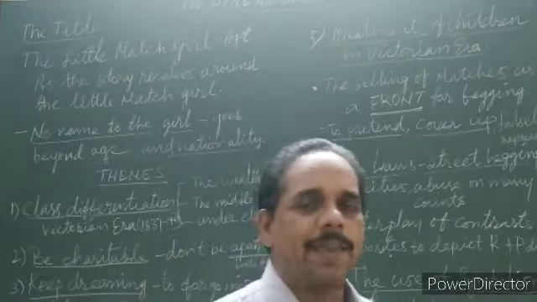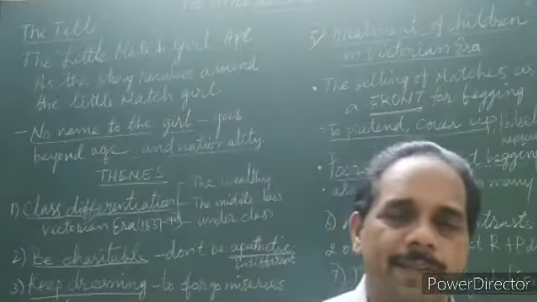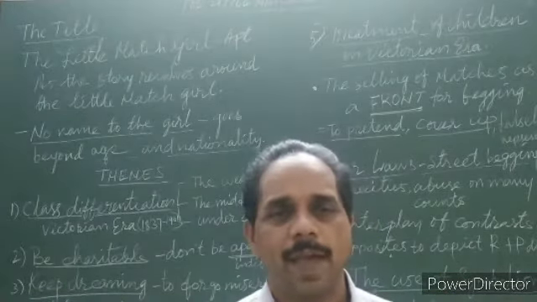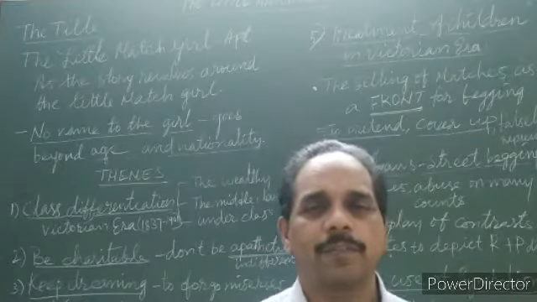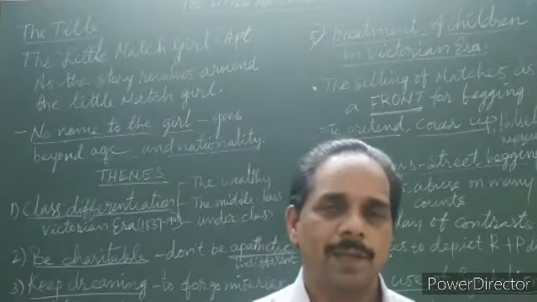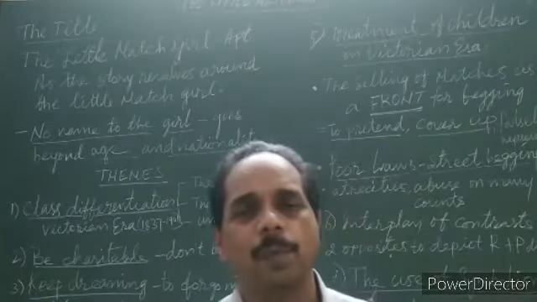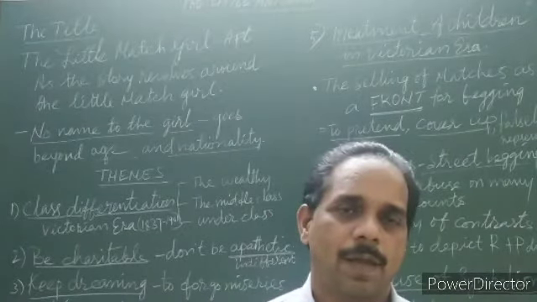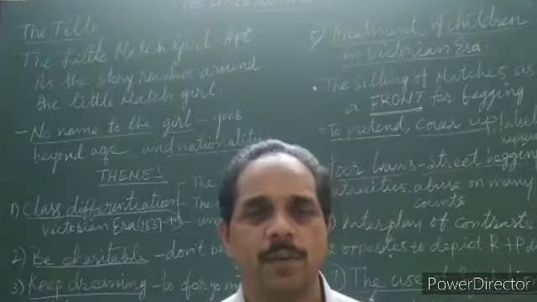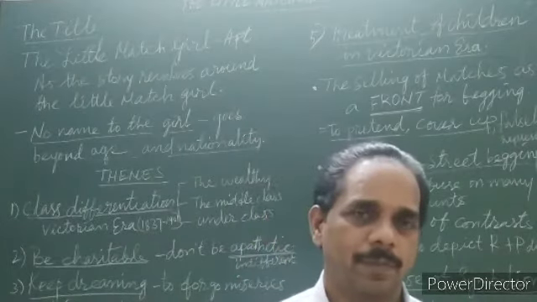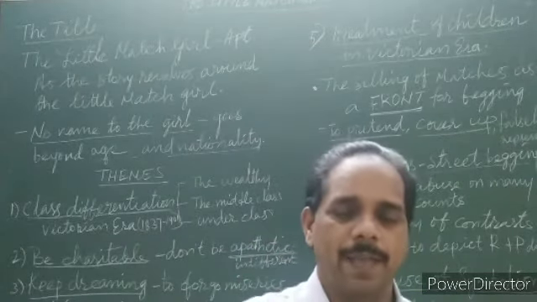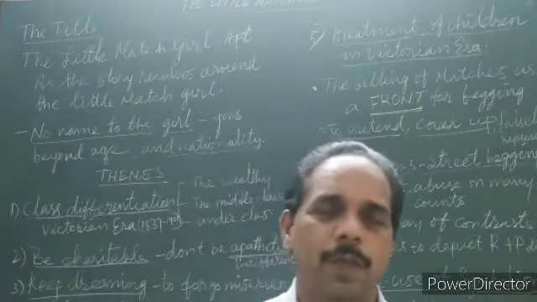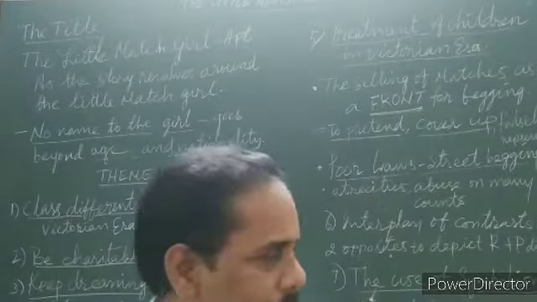Another theme is be charitable. Be good to others. Show kindness and empathy towards people who are suffering. So in the Little Match Girl, we'll see that the people were very indifferent to her. Apathetic attitude. Apathetic attitude means showing indifference. We don't care. Whatever happens to somebody else, we don't care. That shouldn't be our attitude. We should be charitable to others.